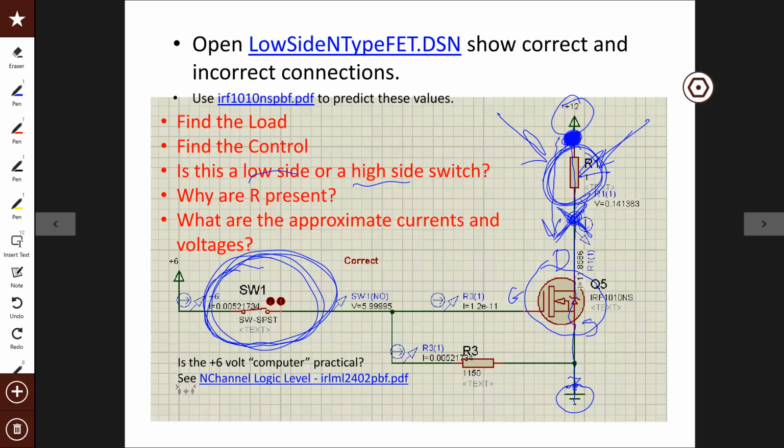Don't always assume it's top to bottom. Look for where the voltages are and where the ground is, because if I rotate the picture, I'll fool you. Okay, so anyway, the X is the low voltage side of the load.